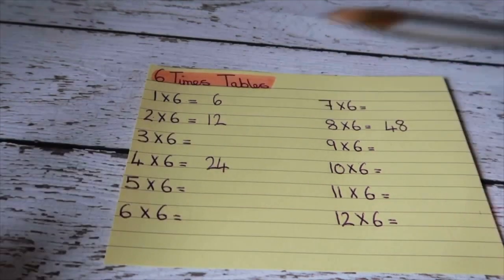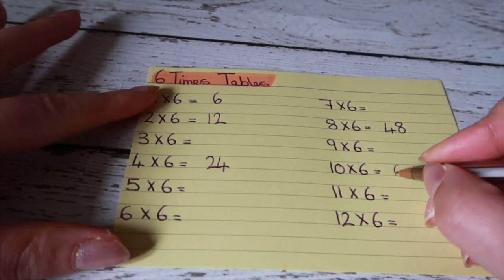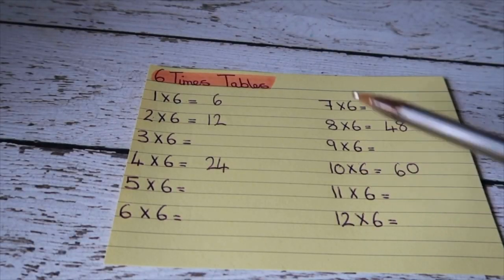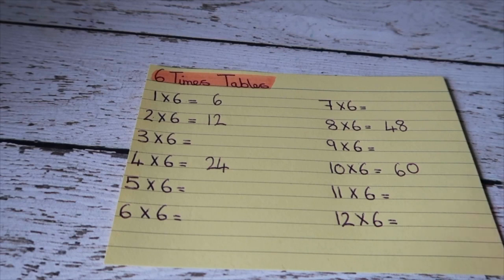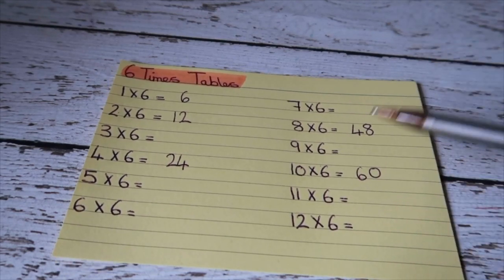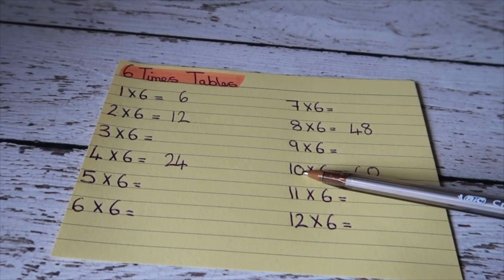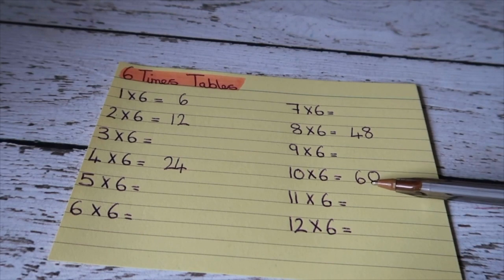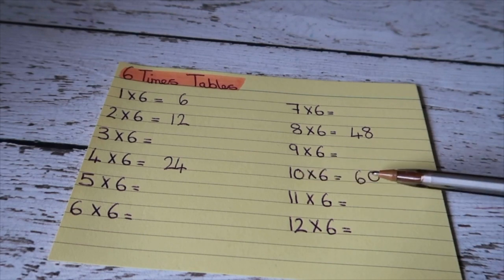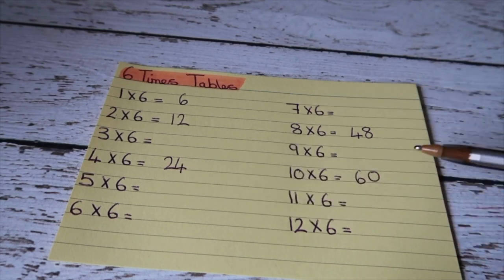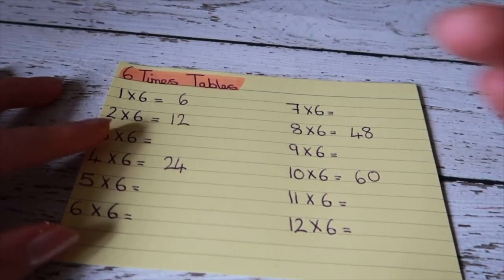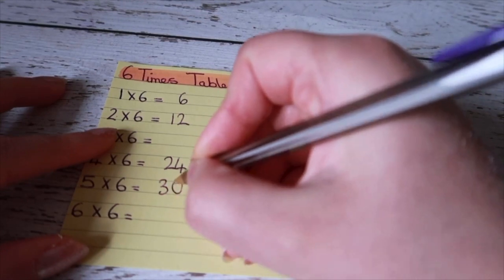1 times 6 is equal to 6, so 10 lots of that would be 60. So 10 times 6 equals 60. So now that we've done 10 times 6, if we're talking about doubling, well, we might as well talk about halving as well, because it's the inverse. So half of 10 is actually 5. So if we know 10 times 6, we could find 5 times 6. 10 times 6 is equal to 60, so 5 times 6 must be half of 60. 5 times 6 must be equal to 30, of course.